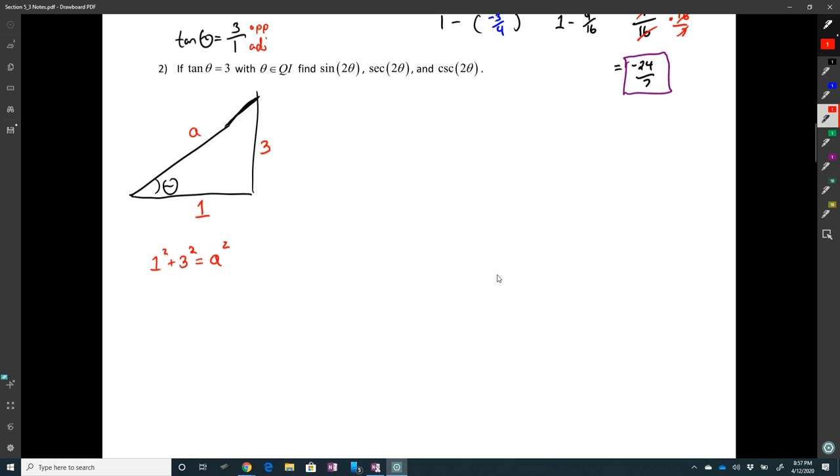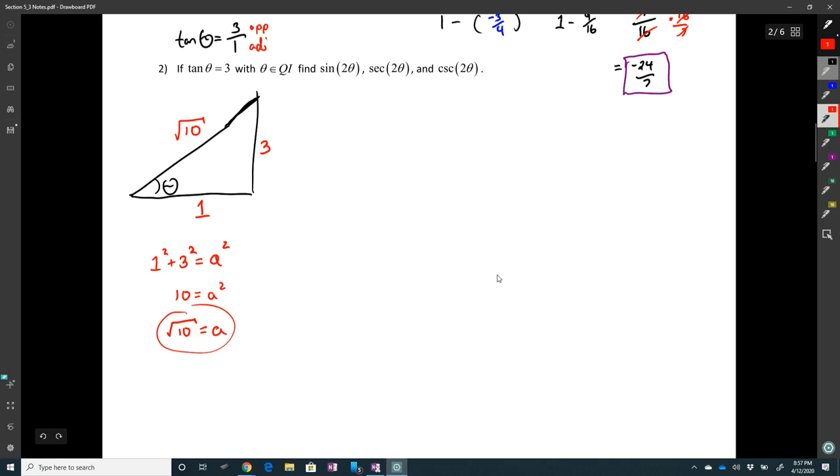And you just do the math. 9 plus 1 is 10. And then you take the square root. And the hypotenuse is always positive. And so we end up with a equals the square root of 10. So I can erase that and just write the square root of 10.